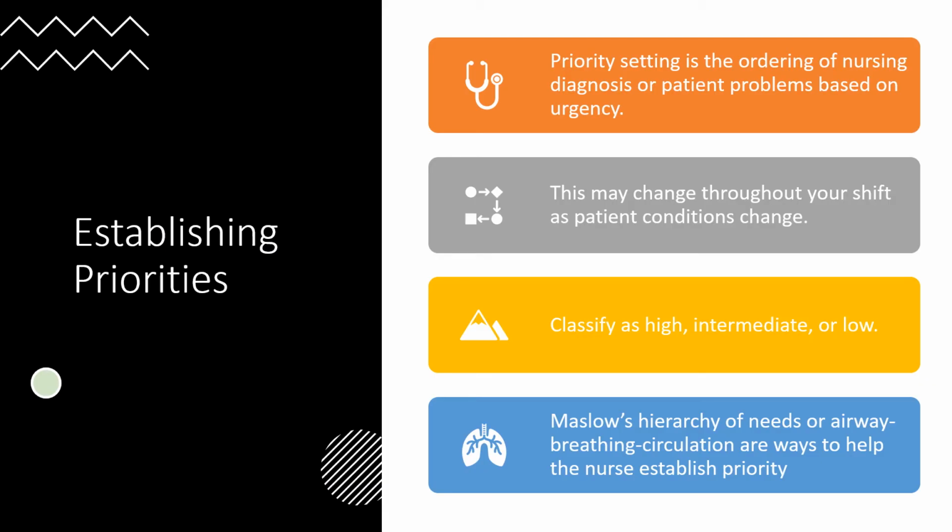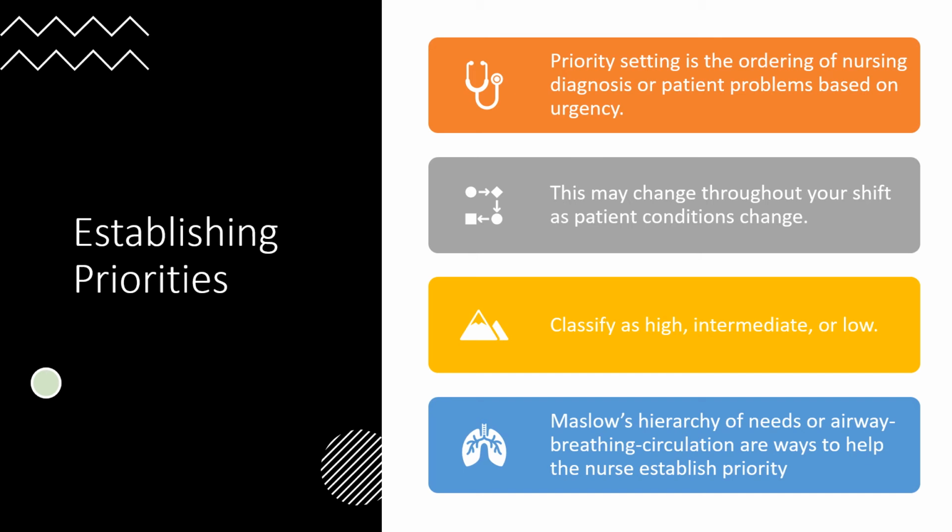You're going to establish your priorities. So priority setting is the ordering of the nursing diagnoses or patient problems based on urgency, and we'll talk about that in just a minute. This can change throughout your shift as patient conditions change.